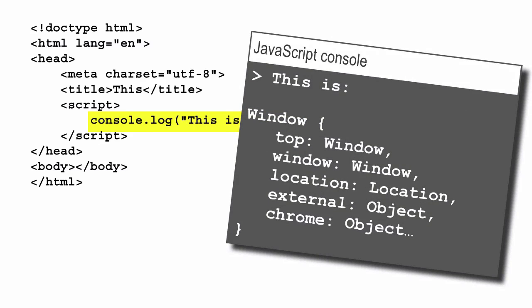More generally, the value of this at the top level of JavaScript is the global object. In the browser environment, that global object is window. If you're running JavaScript in another environment like Node.js, then the global object will be something else. In this video, we'll focus exclusively on JavaScript in the browser, so the global object will always be window.